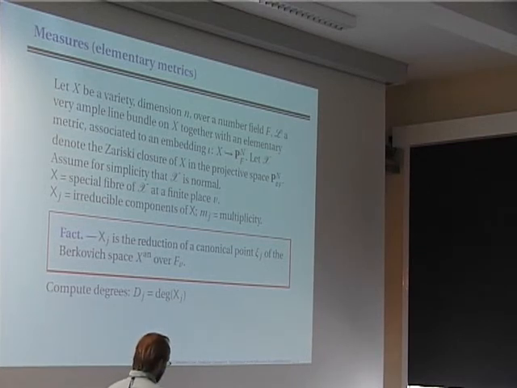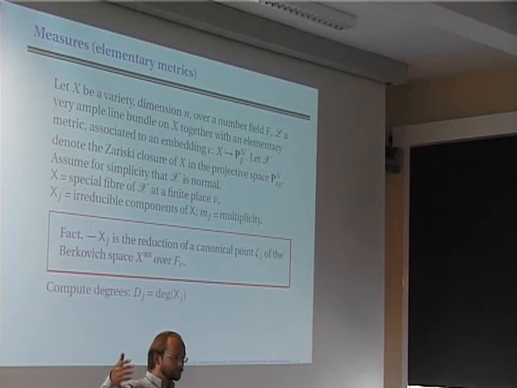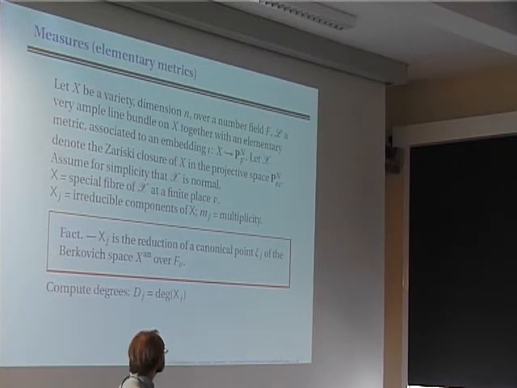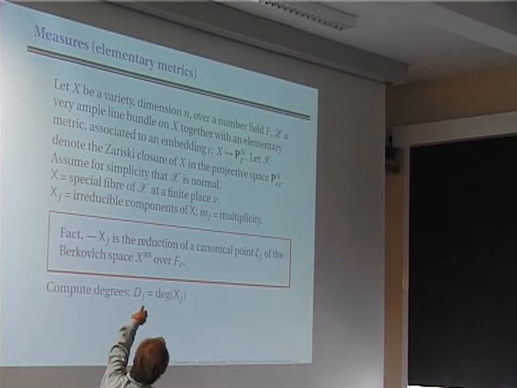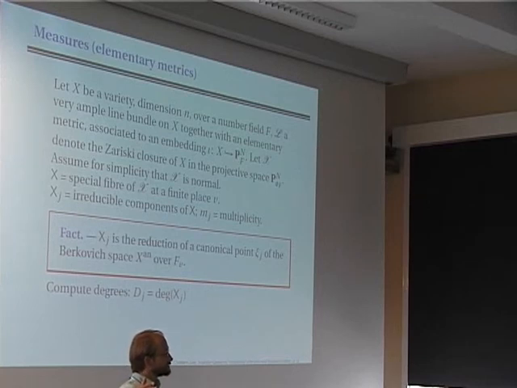So I first show you what happens when the variety and the line bundle and the metric on the line bundle are elementary, in the sense that I have embedded the variety in projective space. The line bundle is just O(1), and the metric is just the usual Weil metric given by the embedding. So now what I can do is take the Zariski closure of the variety X in projective space over the integers. I get an integral model of the variety X. I will assume for simplicity that this model is normal, but it's not a serious assumption.